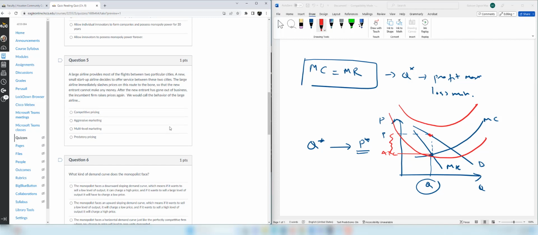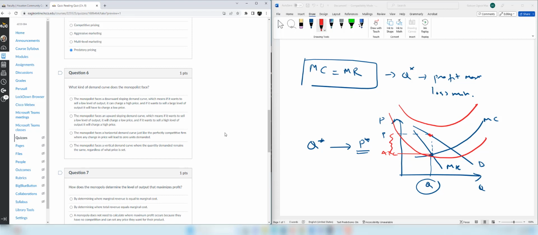Question 5. A large airline provides most of the flights between two particular cities. A new small startup airline decides to offer service between these two cities. The large airline immediately slashes prices on this route to the bone so that the new entrant cannot make any money. After the new entrant has gone out of business, the incumbent firm raises prices again. So this is an example of predatory pricing. The company who's already in the market wants to prevent competition by reducing the prices so low that the new entrants cannot make profit and will leave the industry. Once they leave the industry, prices go back to the regular monopoly level.